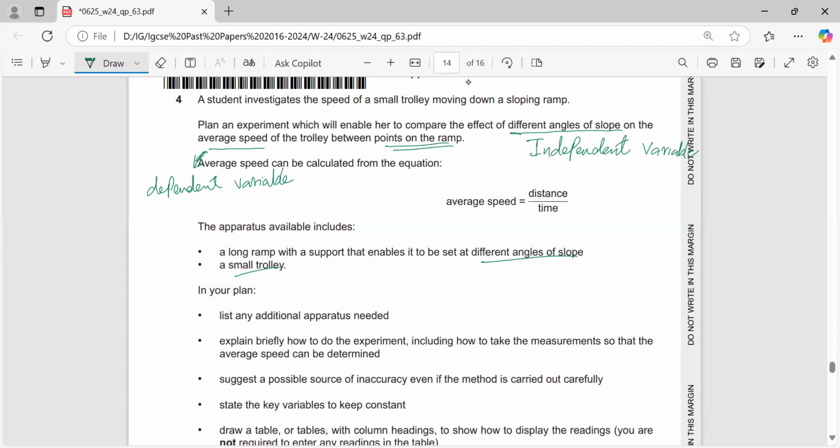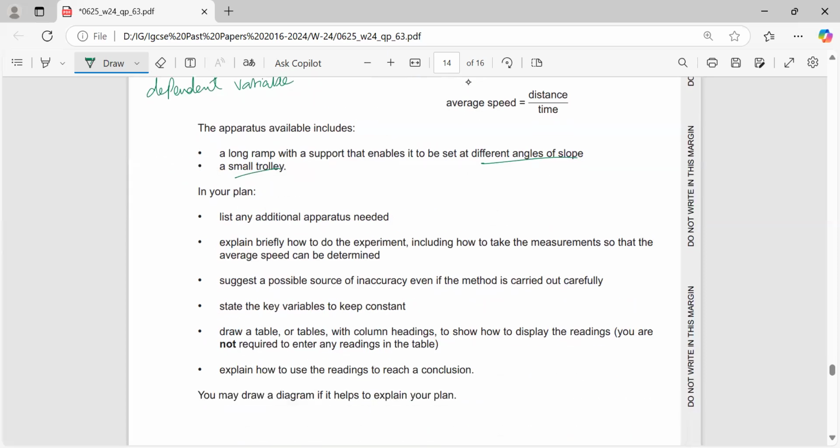Now in your plan, first of all, we will be trying our best to hit or focus on the points given. Like in your plan, list any additional apparatus needed. We need two or three things, by the way, because we need to measure time, so we need a stopwatch. We need to measure distance, so we need a meter rule or tape measure if the ramp is long enough. And at the same time we need to measure the angle, which is the independent variable, so we need a protractor. So these three apparatuses are needed.